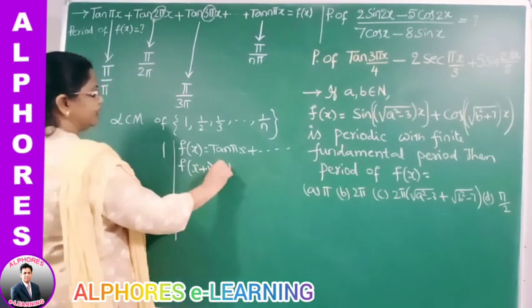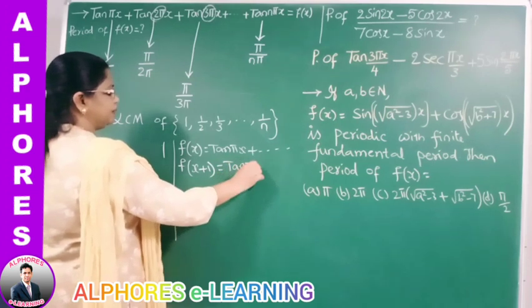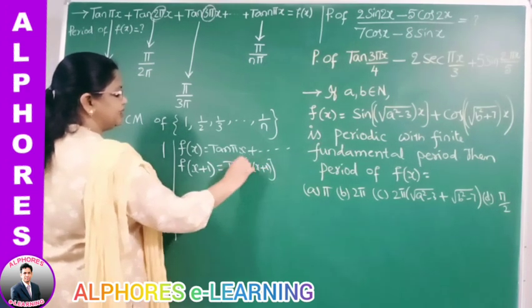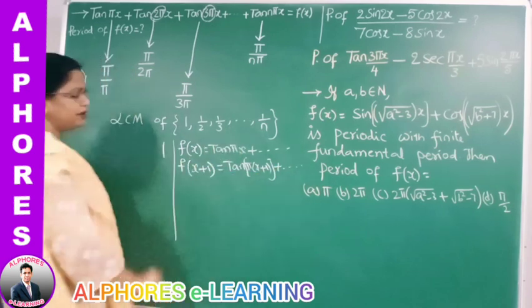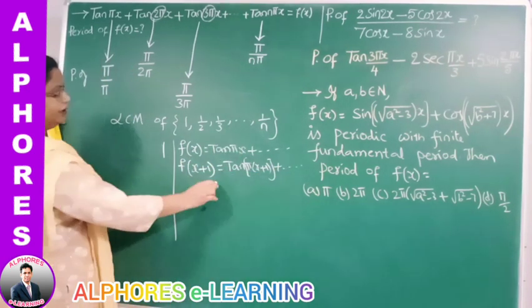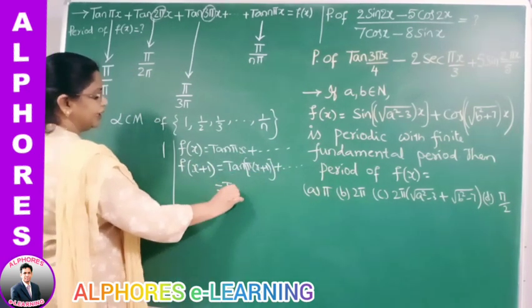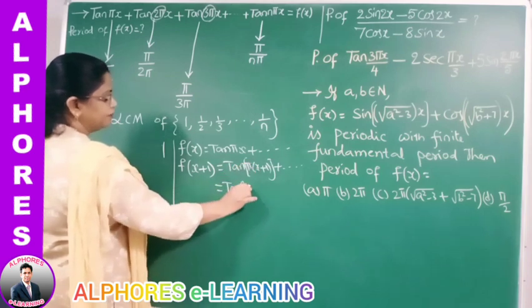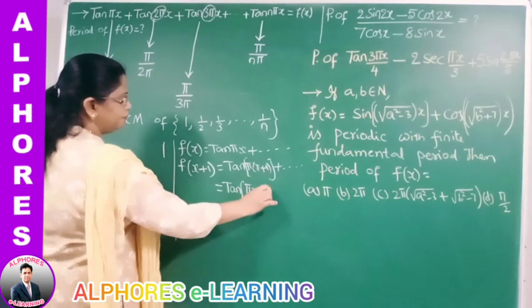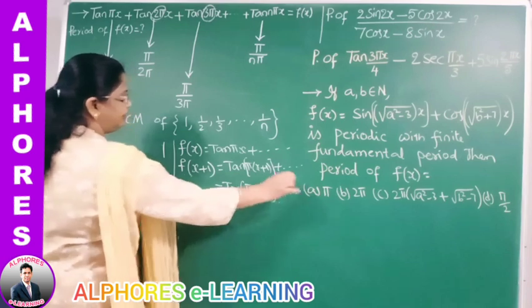That means tan of it is pi into x plus 1. Wherever x is there, we are just substituting x plus 1 here. Then you get this value as tan. If you multiply inside, pi x plus pi, it is again pi. Like that, everywhere you will get.